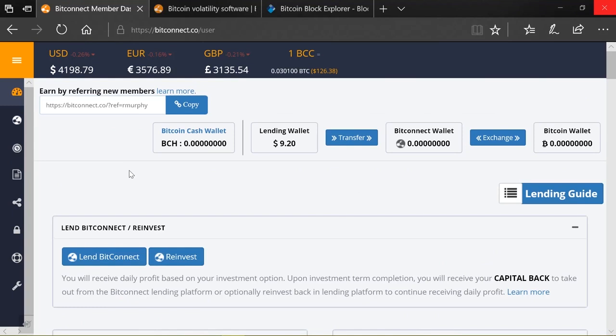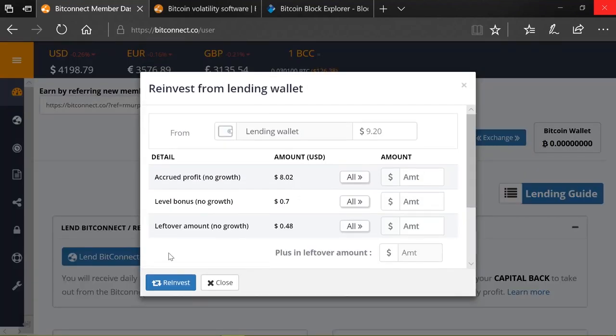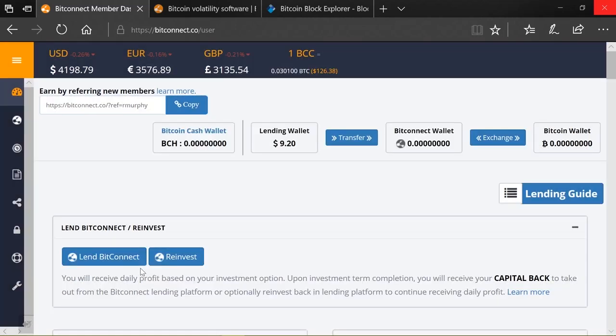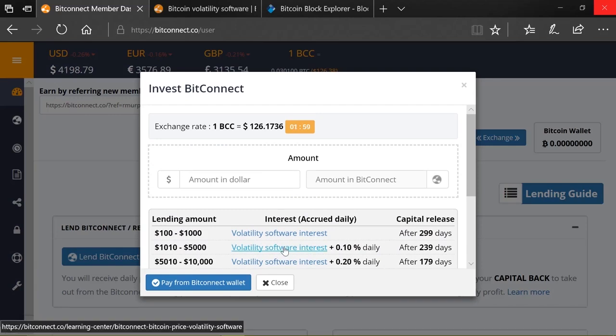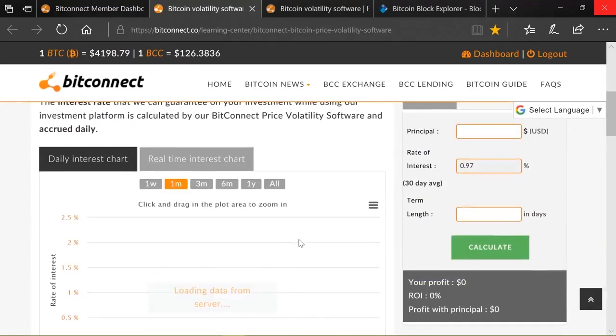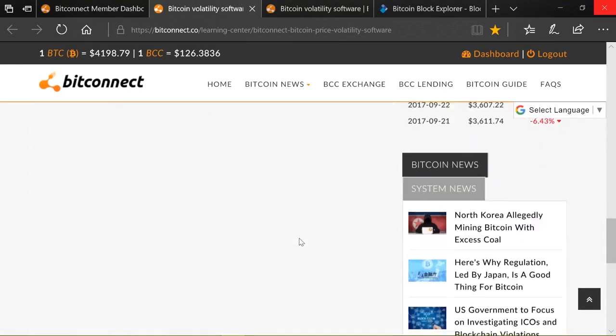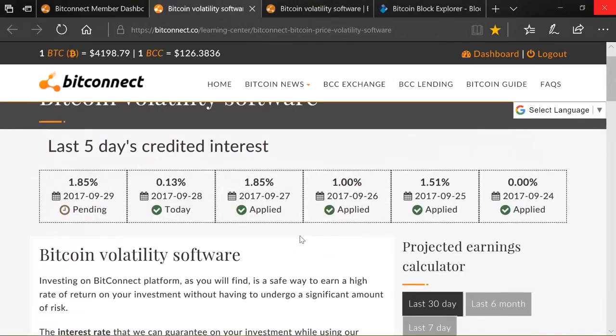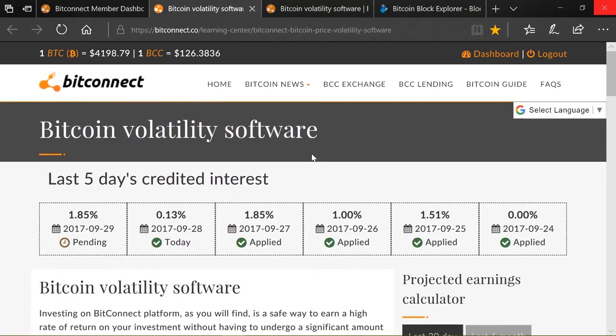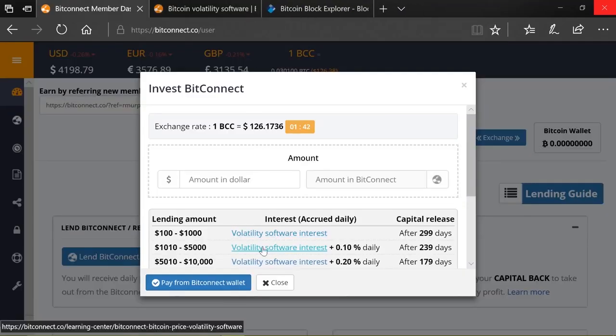Again, if we look at the reinvest area, no, not that one, let's go back, let's close that. If we go to the lend Bitcoin and then go over to the volatility software and the interest gained, I've lost my page, you will see that everything over $1,010 you get an extra bonus of 0.1% per day, and you also get your capital release sooner, 2 months sooner, at 239 days.